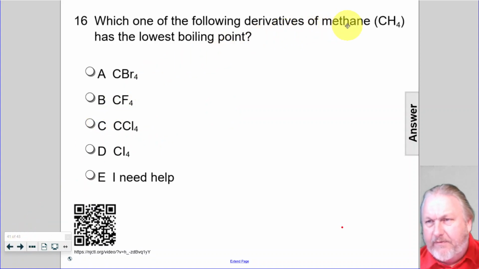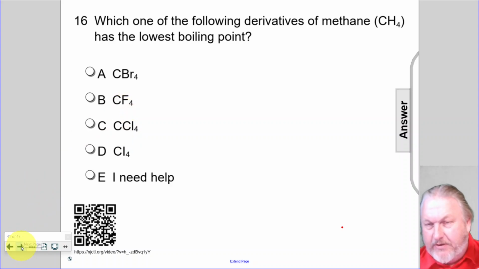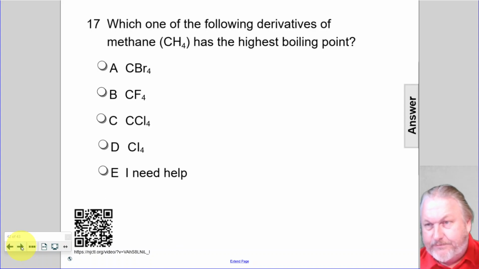Which one of the following derivatives of methane has the lowest boiling point? We're going to be looking for the smallest one because these are all nonpolar. I'm going to say that's going to be B, and it is, because the carbon tetrafluoride has fewer electrons than any of the others. And which one has the highest boiling point? I think iodine is above bromine, and it is. So that would be carbon tetraiodide.